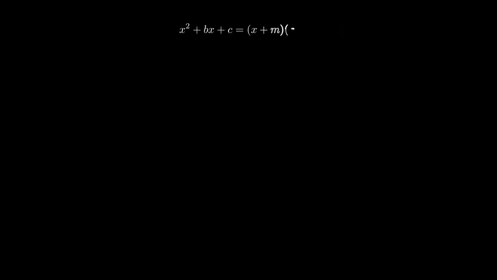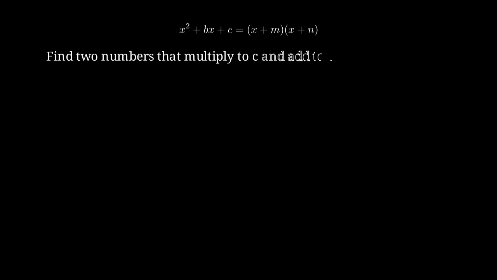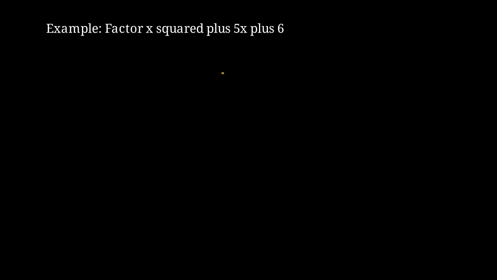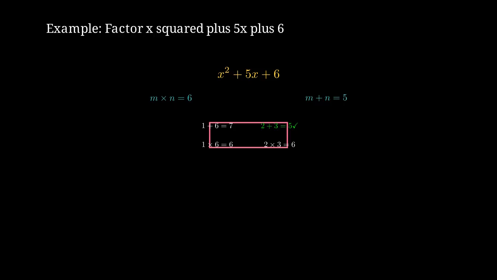When a equals 1, we factor into two binomials, x plus m times x plus n. The key is finding two numbers that multiply to give c and add to give b. So m times n must equal c, and m plus n must equal b. Let's factor x squared plus 5x plus 6 as our example. We need two numbers that multiply to 6 and add to 5.